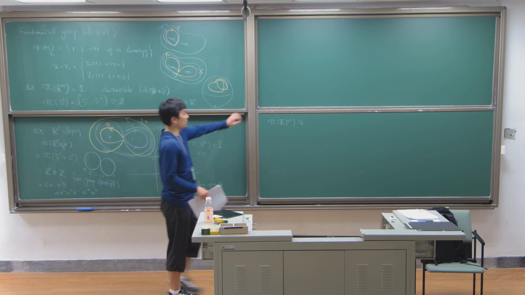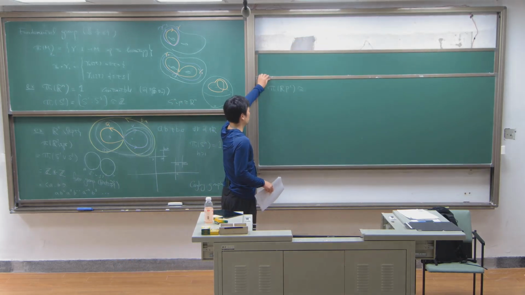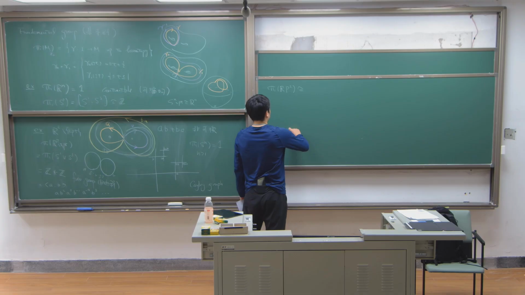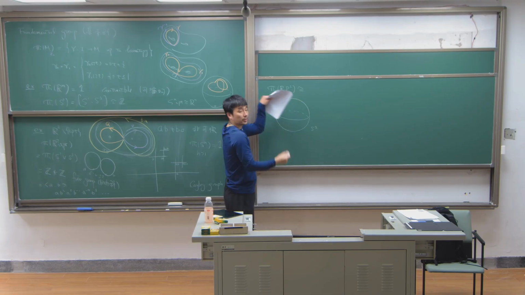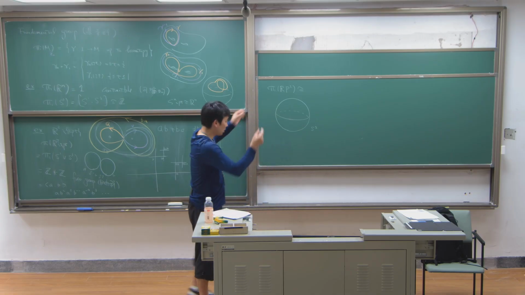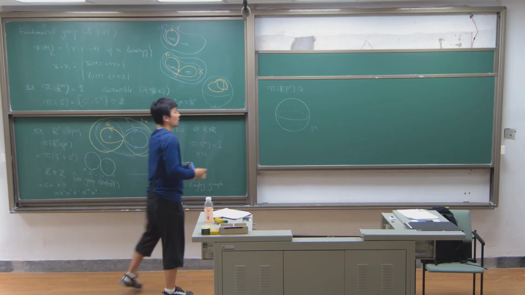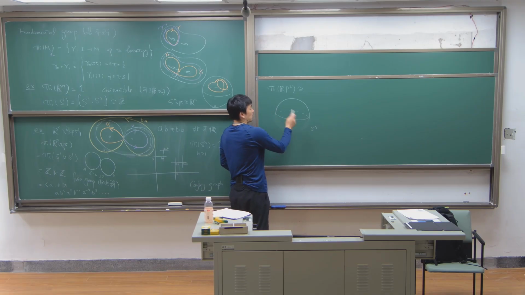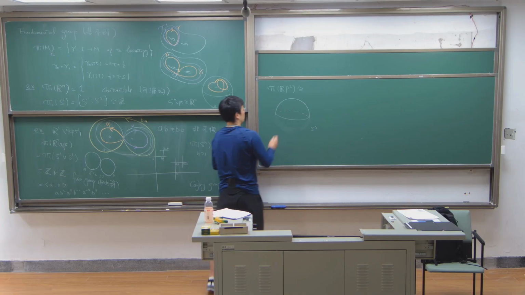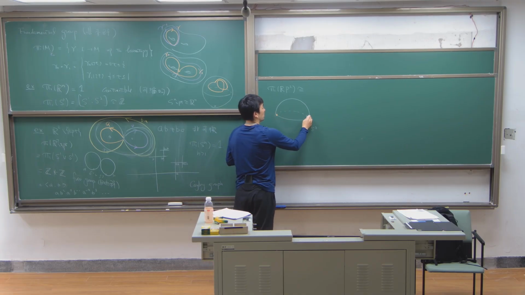Do you remember RP2? RP2 is S2 where you identify each point with its opposite point, the antipodal point. So you just get rid of the southern hemisphere and look at this. In fact, this point is identified with this point, the antipodal point.